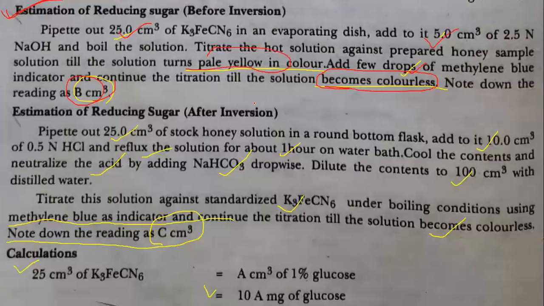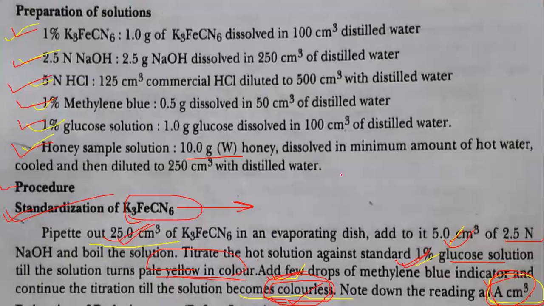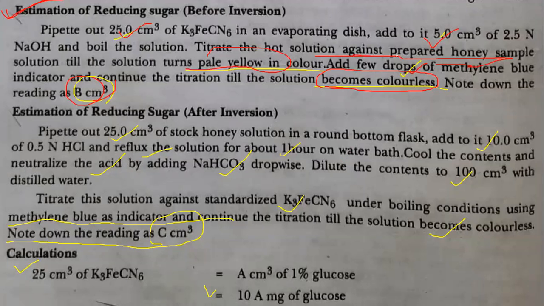Okay, so now here, instead of there, you are taking honey. Here you are taking honey, and what was taken there? See, what was taken there? 1% glucose solution. This was titrated against glucose solution. Here it is titrated against honey.